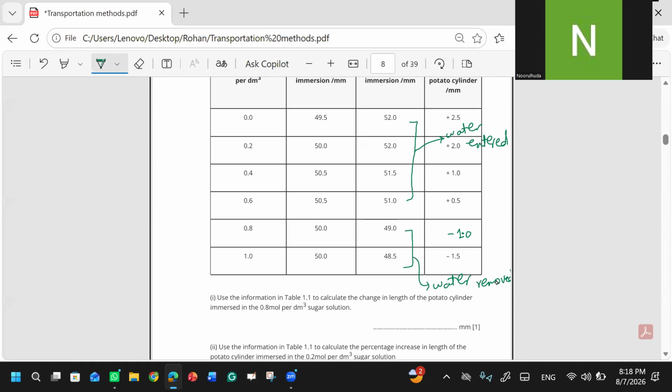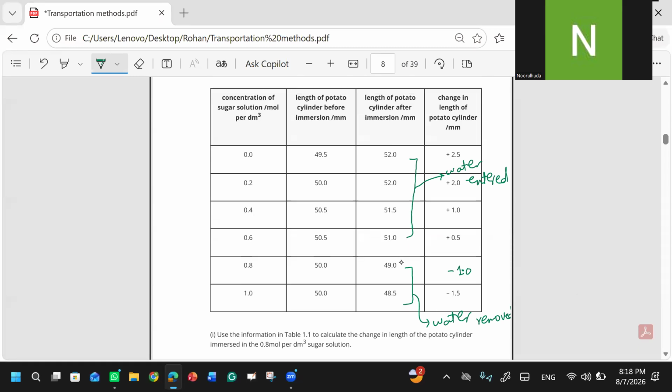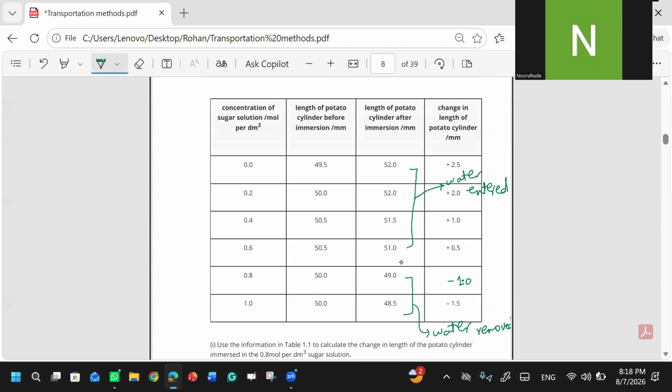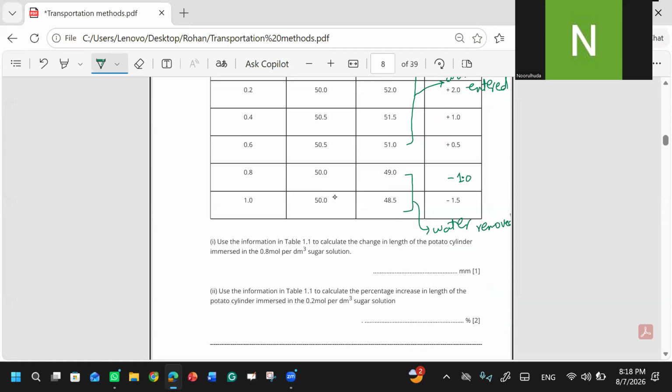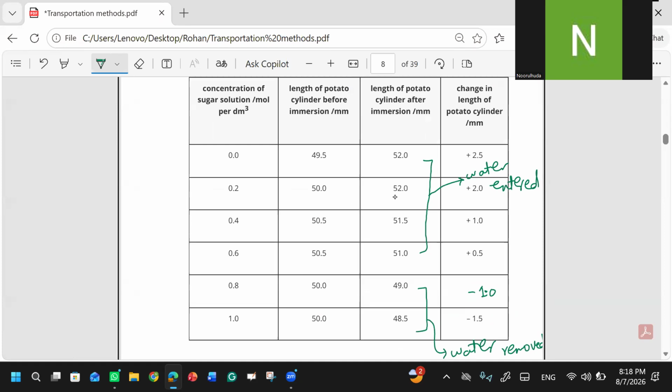Oh, I thought we were calculating the change in length. Okay, no problem. Firstly, what is the change in length? They are talking about the 0.2, right? Change in length is plus 2, right? What is the initial original length? 50. So it means 2 divided by 50 multiplied by 100, right? Multiply by 100. Yeah, exactly. So that's going to be 4%.